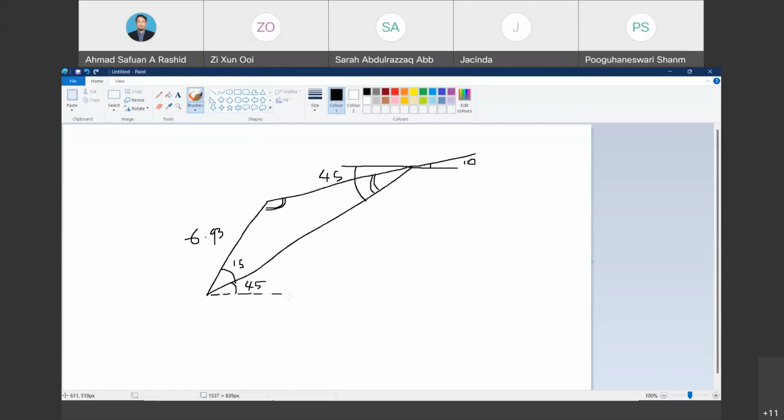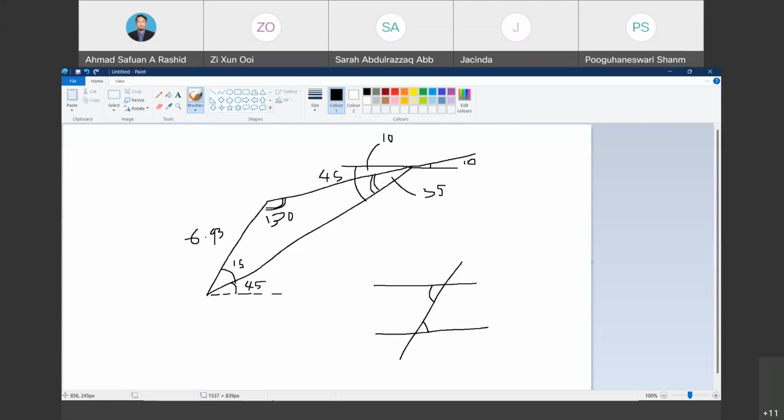This is 45 because when we have this kind of parallel line, then we have a slope. So this area will be equal to the other degree. So this will be 45. And definitely this is 10. So from there we can get the value of this is equal to 35. 15 plus 35 is equal to 50. So definitely this will be 130, because the whole of the degree for the triangle is 180.